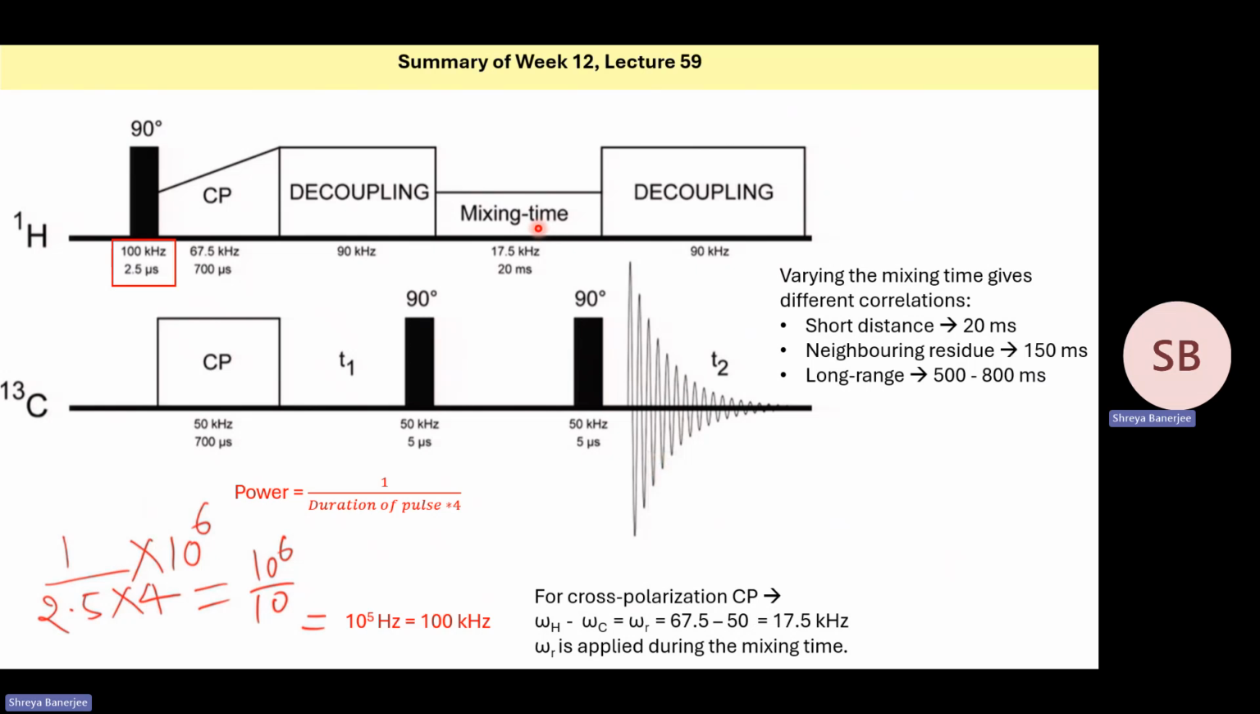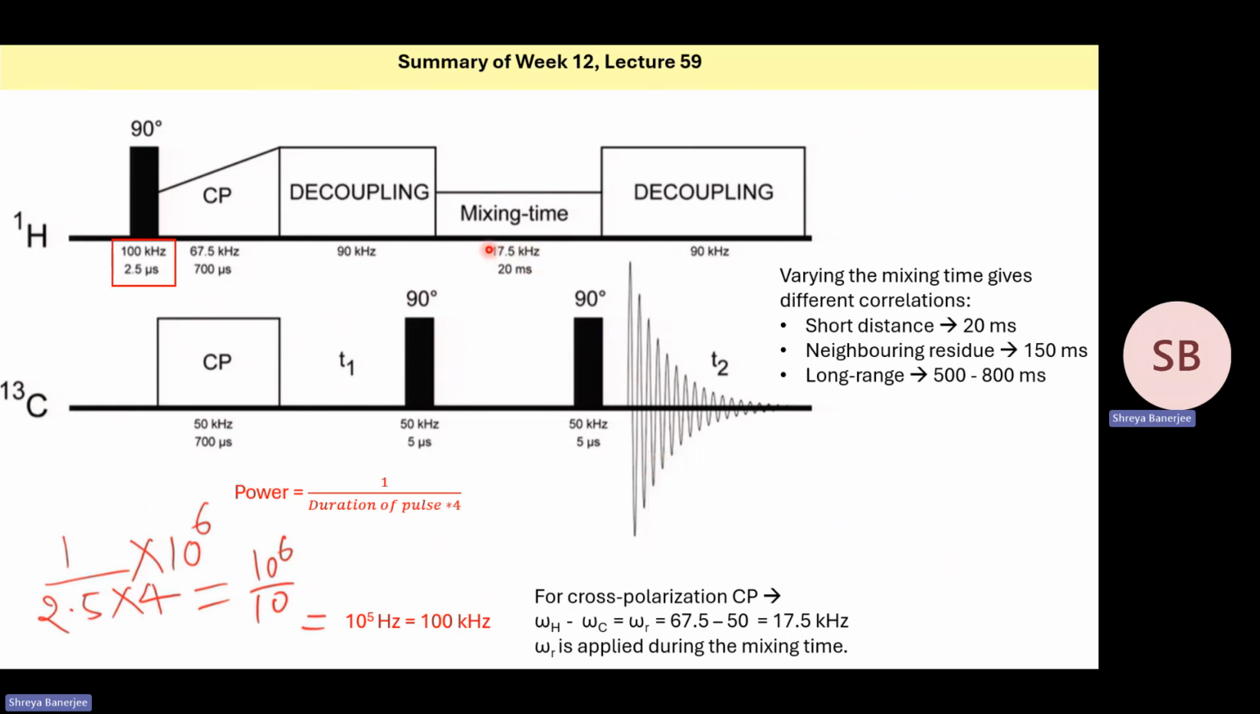So we have already discussed that we give a time called the mixing time for the 13C magnetizations to mix so that we can get the CC correlations. So whatever we calculate as the omega R, that is the difference in omega of hydrogen minus omega of carbon, we find out to be 17.5 kilohertz. This is the omega R that is applied during the mixing time.